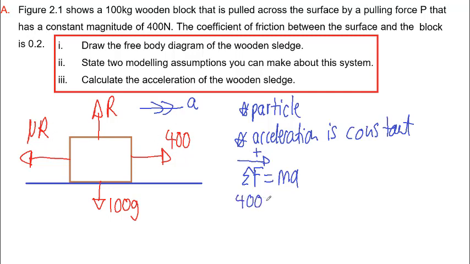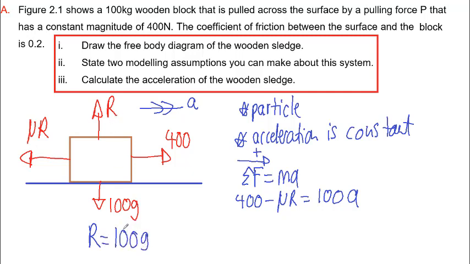So 400 minus mu R is equal to ma. M, the mass, is 100, multiplied by the acceleration. This here is the sum of forces. Now we need to find R, so we can substitute into this equation. We already have mu is 0.2 given here. But to find R, we simply look in the y direction. Now this block is not moving up and down, which means it's balanced in the y direction. It means up equals down. So from this picture we can clearly see R is equal to 100g.